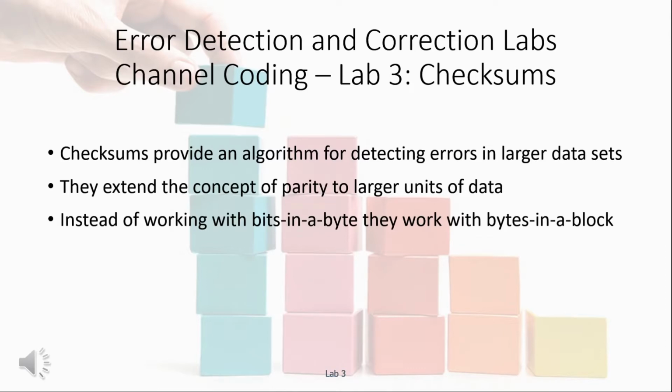When we learned about parity, we used a single bit to check a number of bytes. Checksums work by using a single byte or a number of bytes to check a number of bytes that are part of a block. So it's a way of checking larger units of data. On the next slide, we're going to talk about how they work.